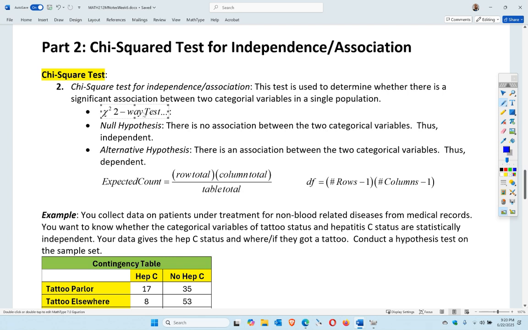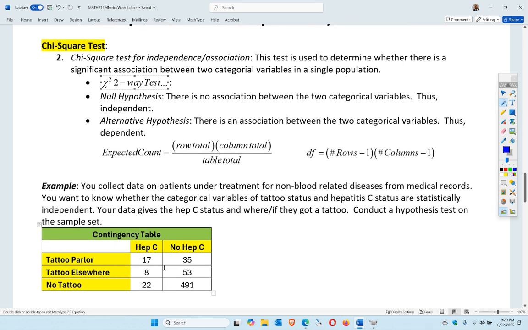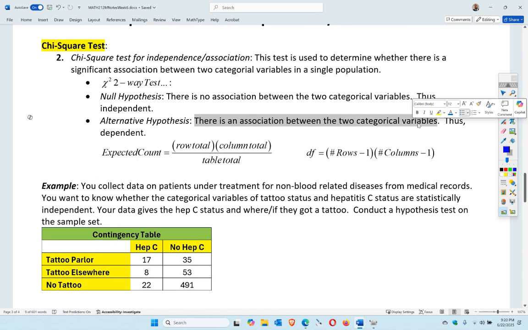And the next test, there's three tests total. There's goodness of fit, this one, and one more we're going to cover after this. This one and the next one are both two-way because obviously the table goes two ways. There's multiple categories, so there's multiple rows and columns. Here you assume there's no association, thus they're independent, or there is an association, thus they are dependent. So there's some variations in the wording there.